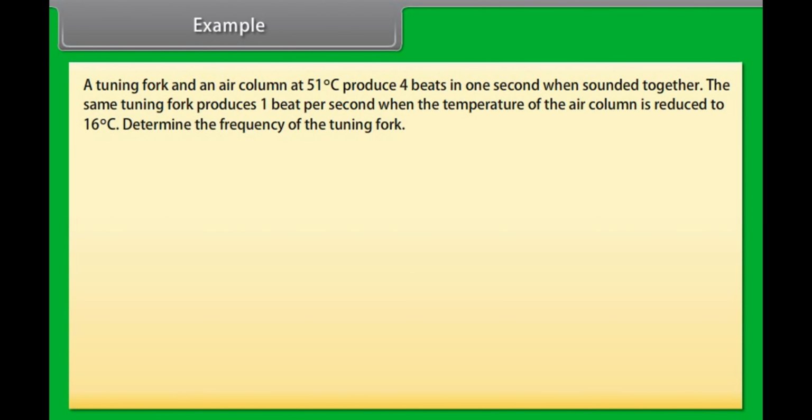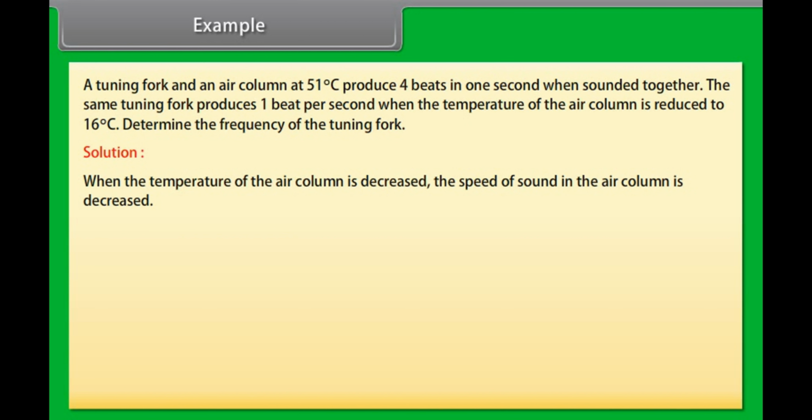Example. Let's take an example of beat. A tuning fork and an air column at 51 degrees Celsius produce 4 beats in 1 second when sounded together. The same tuning fork produces 1 beat per second when the temperature of the air column is reduced to 16 degrees Celsius. Determine the frequency of the tuning fork. Let's see the solution.